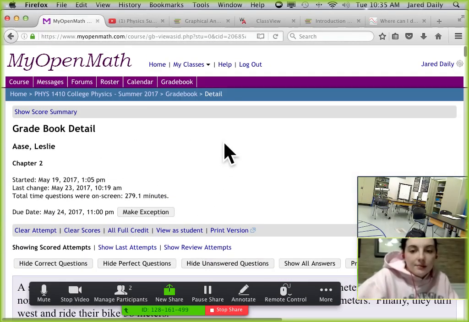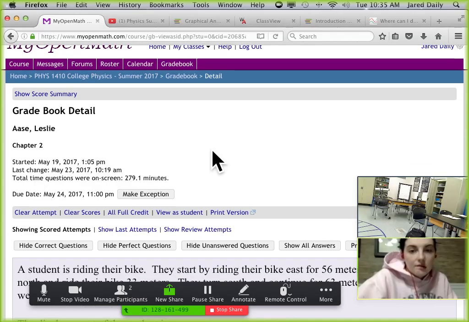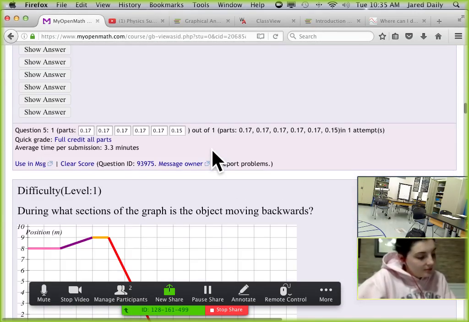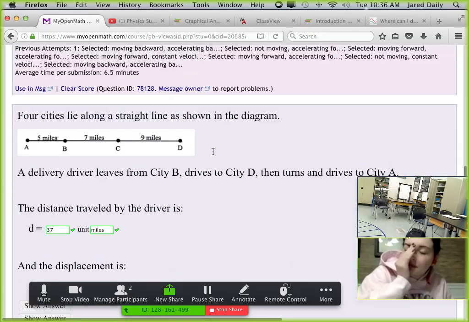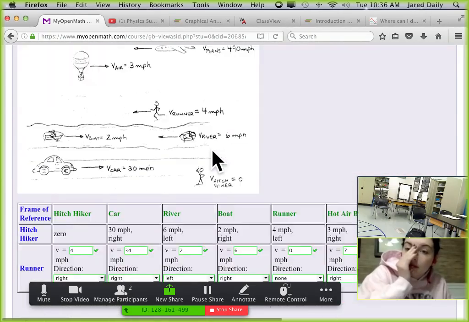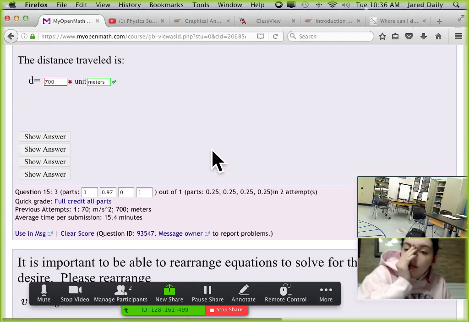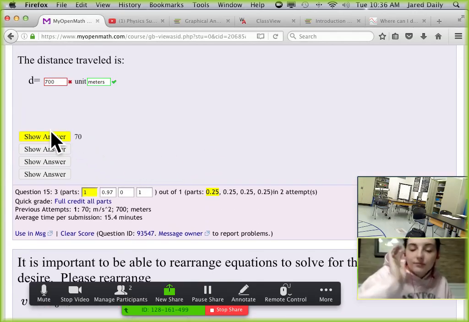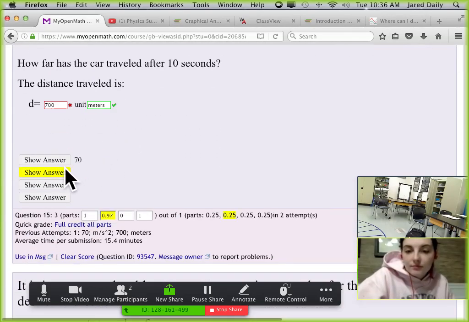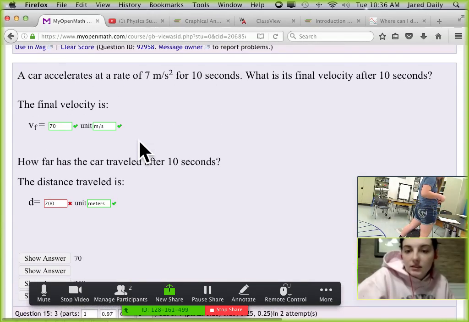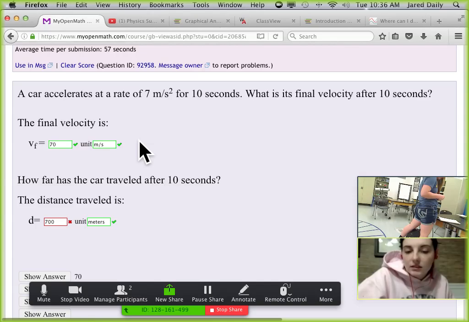Okay. I don't know what I did wrong on 15. I put 700 as the distance. Everything else was right. I don't think I used a formula, which is probably why it's wrong. I don't know what formula. Oh, yeah, so the car accelerates. So that's just something that you left out of the formula.